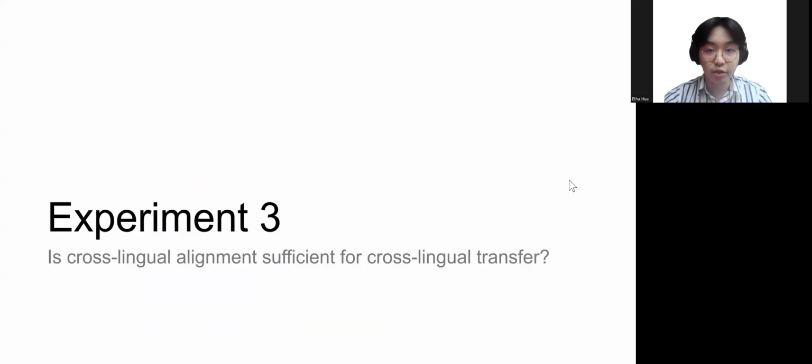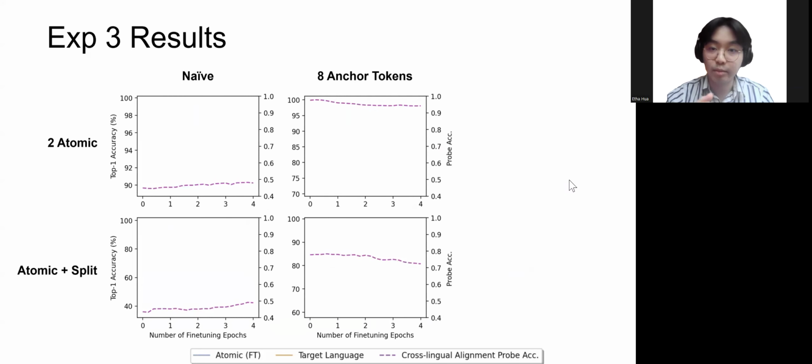Following, we will use anchor tokens to train models to form cross-lingual alignment and see whether those models also showcase cross-lingual transfer. Using the method we introduced in the beginning, we pre-train bilingual models with different language pairs and fine-tune them with data only from one language.